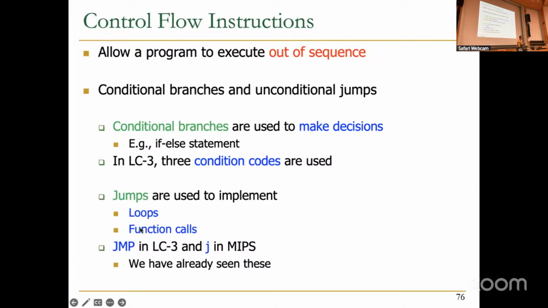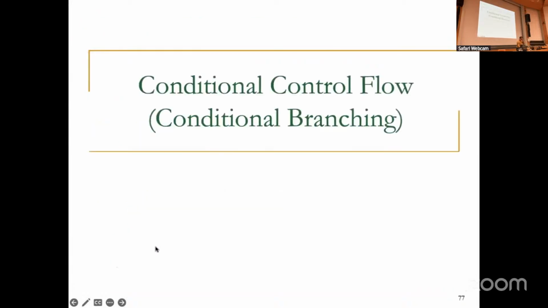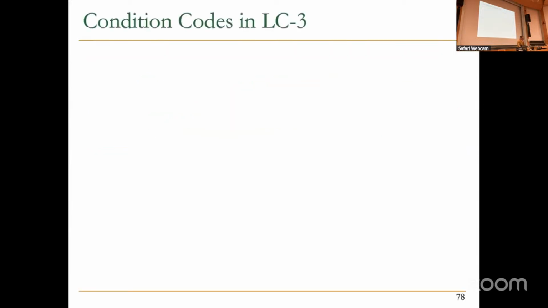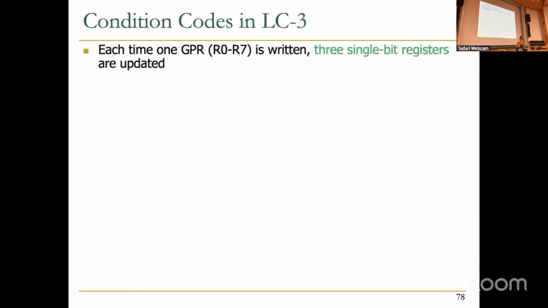So jumps, on the other hand, are used to implement loops and function calls. We've already seen jump, JMP in LC3, and J in MIPS. We may see that again. But let's talk about conditional branches, because those enable us to do something more sophisticated. Based on a condition, you jump to a particular part of the program, or you go in sequence. That's the idea. So how is this supported in LC3?